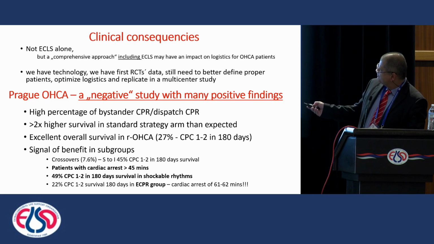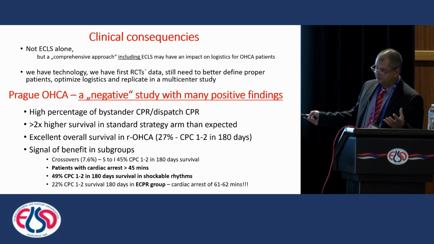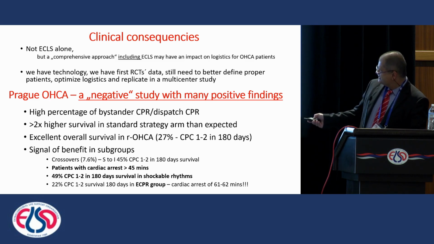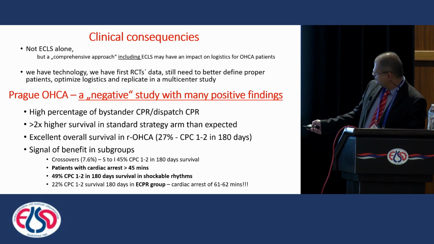Very high percentage of bystander CPR and dispatch CPR, 2 times higher survival in the standard strategy arm than expected. Excellent survival for patients overall, 27% overall survival, considering all the patients had been resuscitated for more than 45 minutes. And there was a signal of benefit in subgroups. Crossovers survived in 45%. Patients with cardiac arrest over 45 minutes purely benefited from the invasive approach. And there was almost 50% survival in the shockable rhythms.